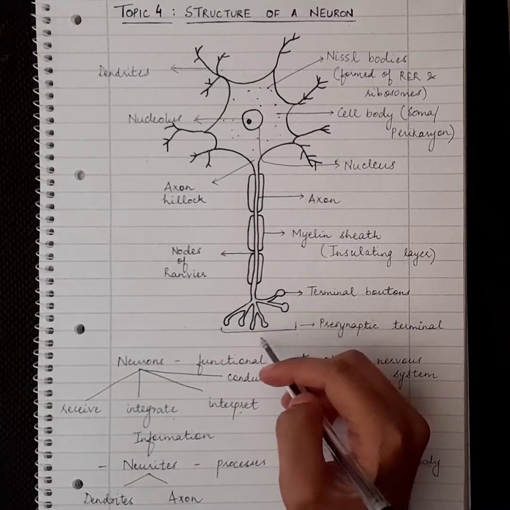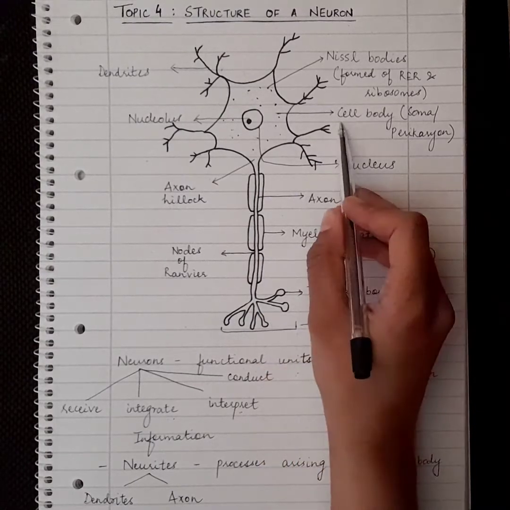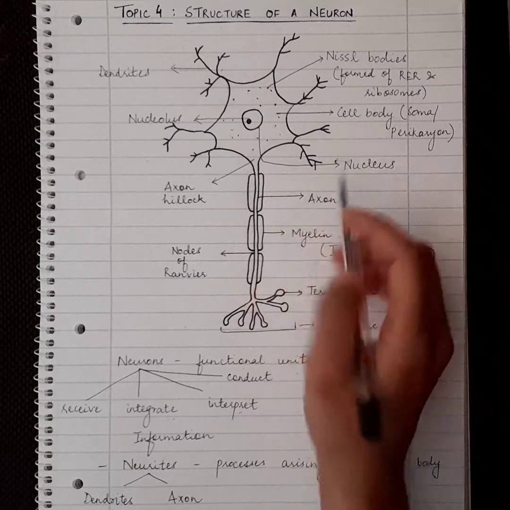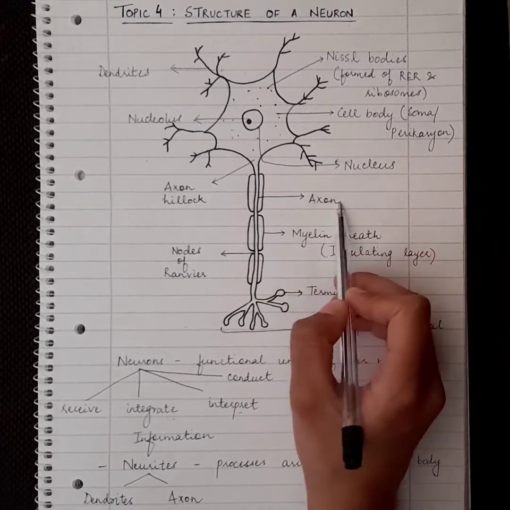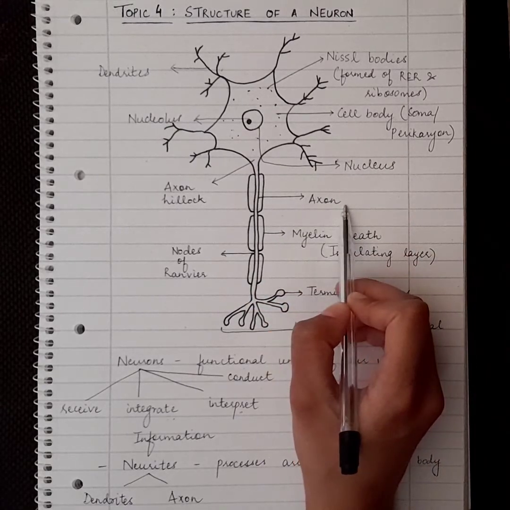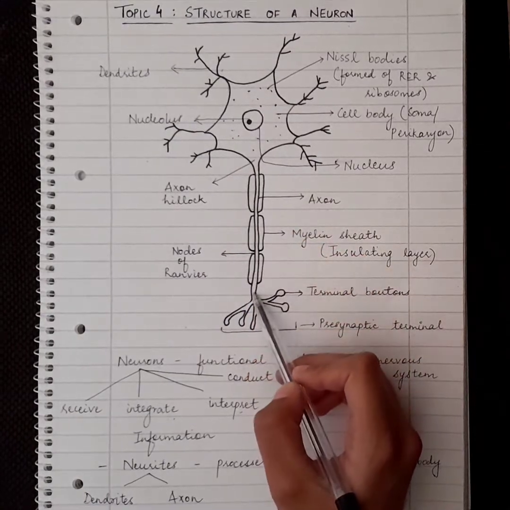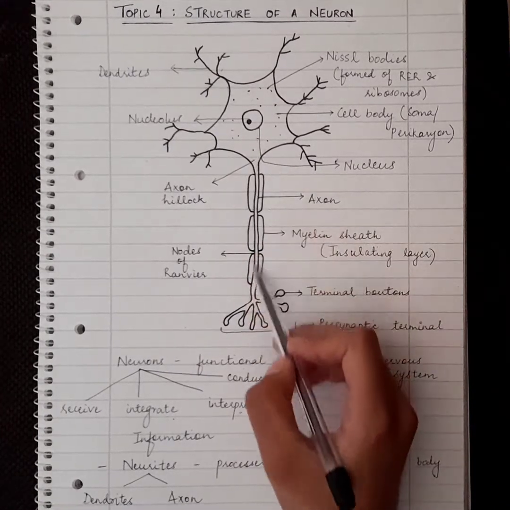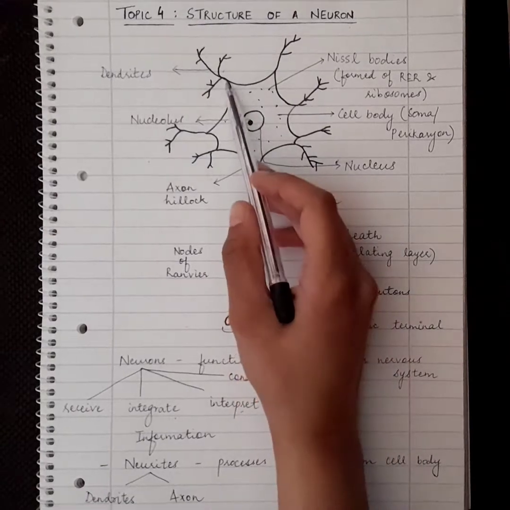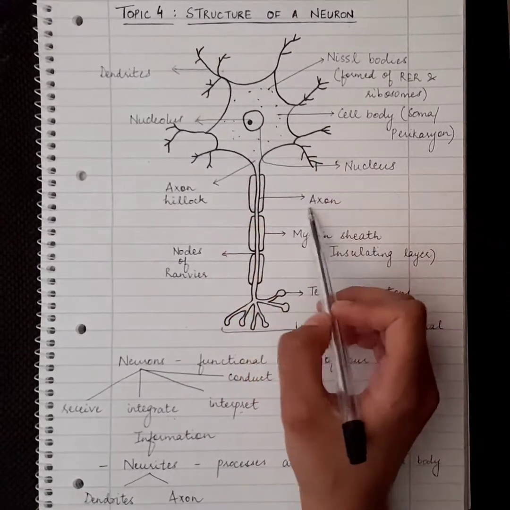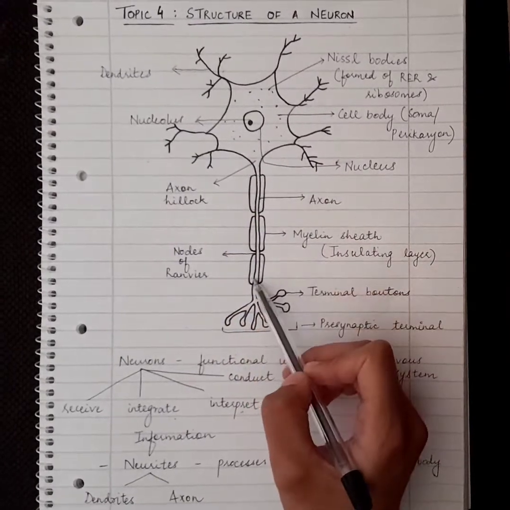Now the second process coming out of the cell body is this axon. This is another neurite, and it is one long branch which comes out of the cell body, and its feature is that it conducts impulses away from the cell body. So dendrites convey information towards the cell body, while the axon conveys information away from it.